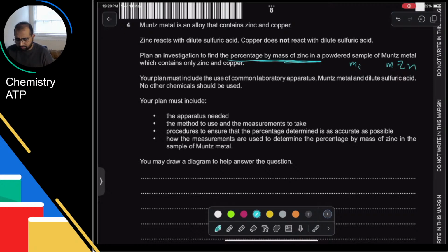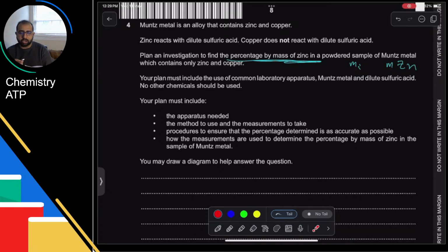Okay. So here's what I'm going to do. I'm going to take this sample, measure how much metal I have. Then I'm going to add sulfuric acid to that. Zinc is going to react. It's going to dissolve. But copper is not going to react, and copper is going to stay. Afterwards, I'm going to dry it out. Basically take the sulfuric acid out, filter it. What I get is just copper, not zinc. I'm going to dry it, weigh it, and I will know how much copper I have.